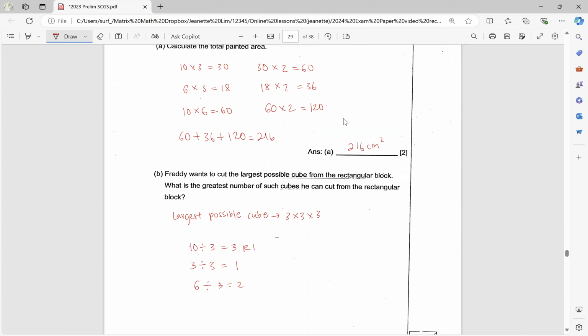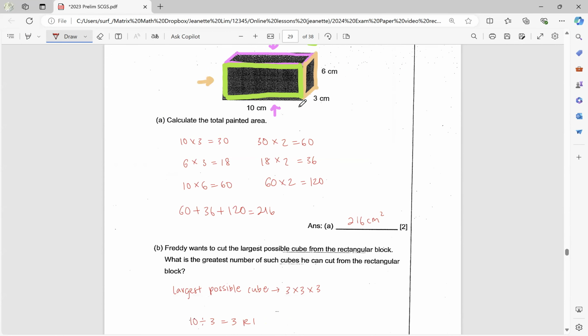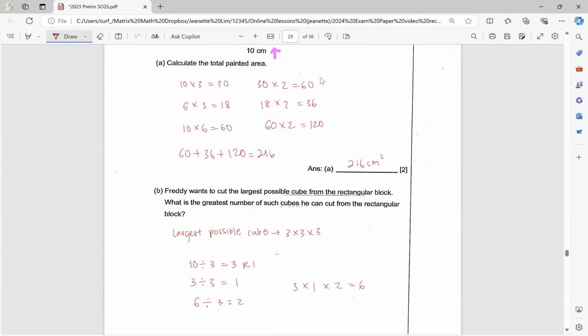6, right? Okay, so 6 divided by 3, which is 2. Okay, at this point, we want to use the 3, 1, and 2. Do we add or do we multiply? So along here, you can get maximum 3. Here, 1. How high can you go? 2. So it's like 2 layers of 3 times 1. So 3 times 1, 2 layers, so times. Okay, so the maximum answer is 6 of such cubes.